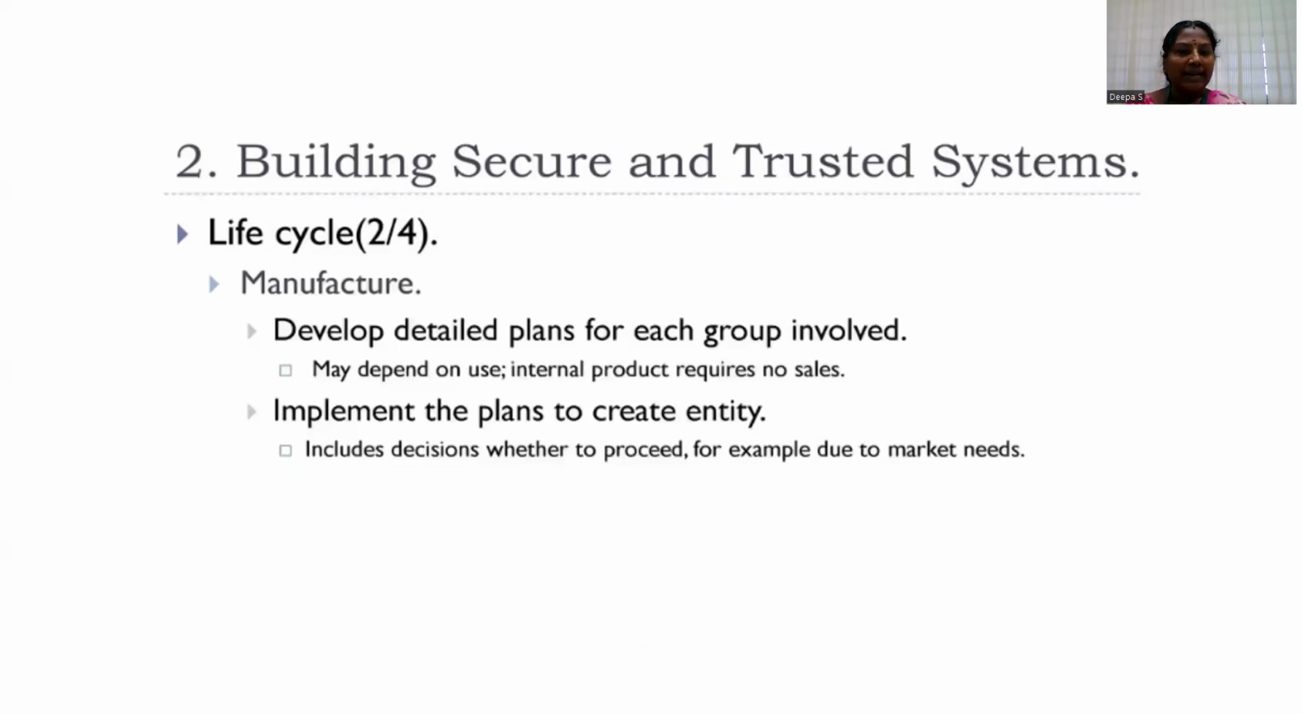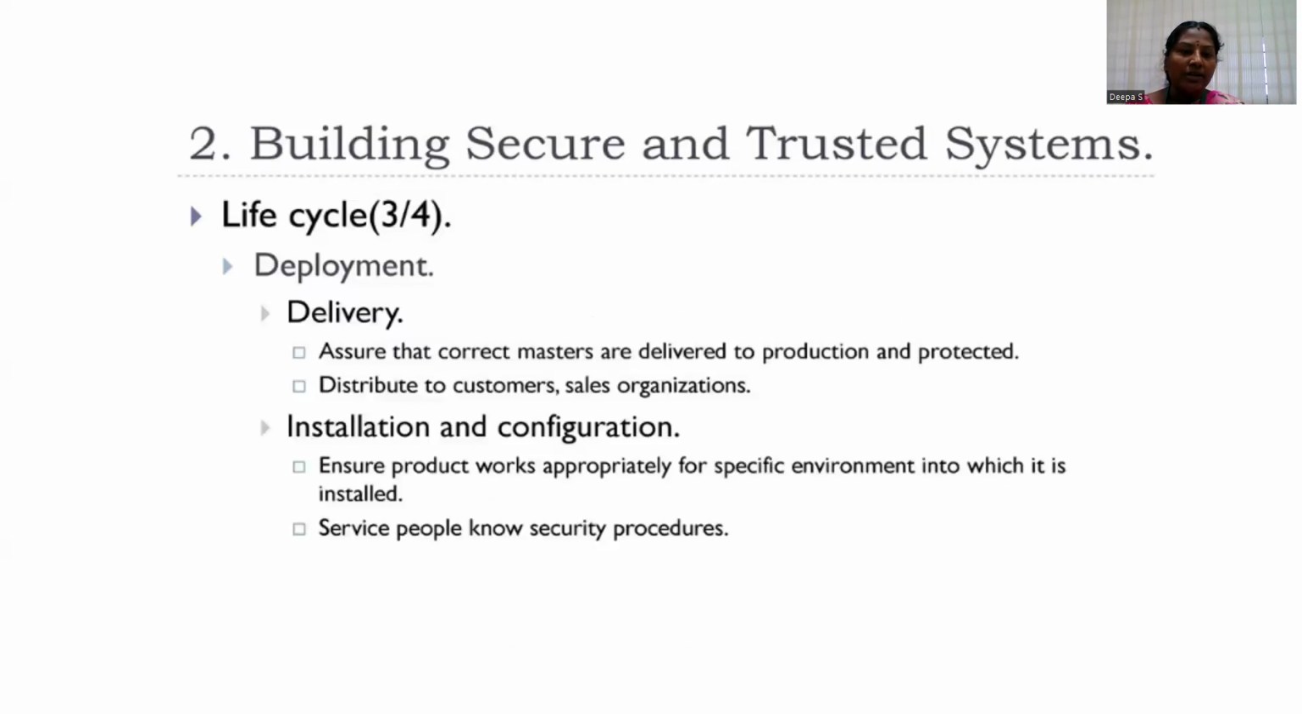The second is manufacture. While developing the plan to achieve your goal, you set your entity to proceed further. That is done in the manufacturing phase. The third phase is deployment, which delivers the product to the customer and has to provide security based on the security policies. For example, if you provide any software, it must be installed and configured with the system requirements. Only then will it create the environment to provide security to your software. Based on the services, you provide security procedures for the people.